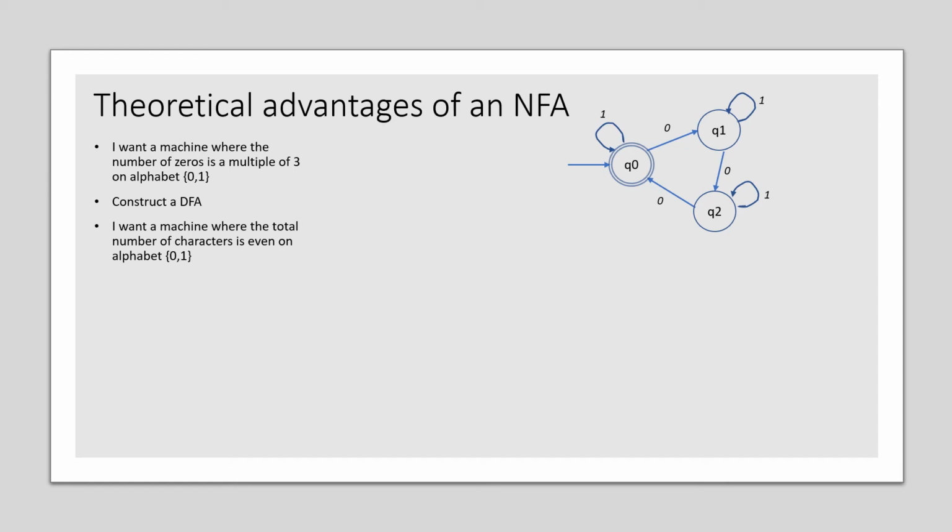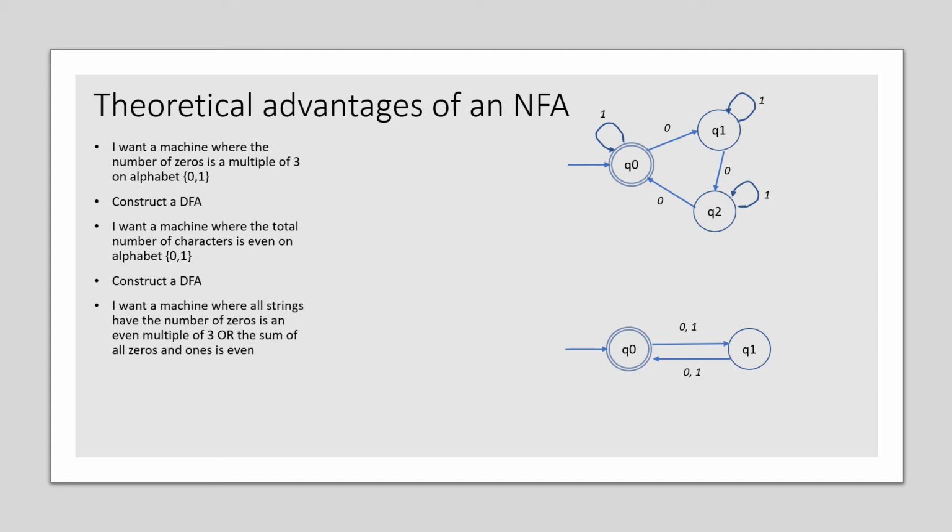Okay, and now I want a machine where the total number of characters is even. Same alphabet, total number of characters is even. We said you can construct a DFA for that. So here, same alphabet, the total number of ones and zeros. It doesn't matter if they're ones or zeros, but it's even. So we have one DFA at the top where we have 3 zeros, and we have one DFA at the bottom where the total number of characters is even.